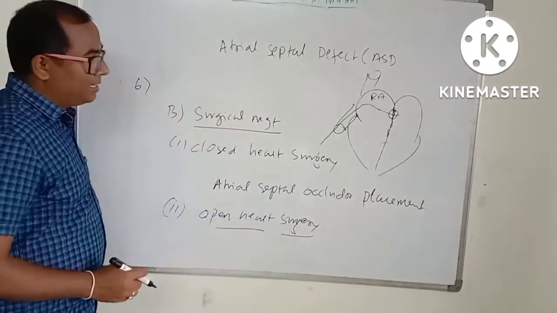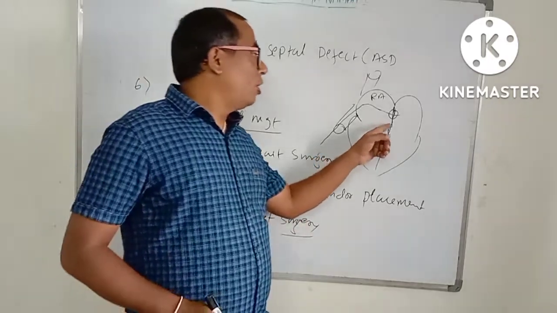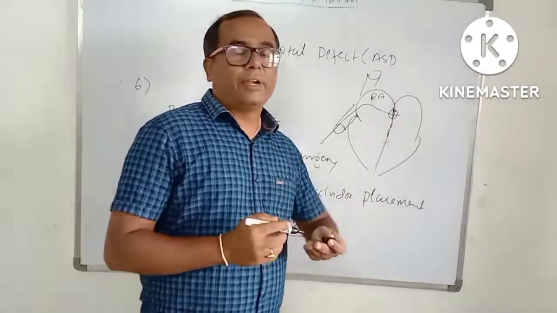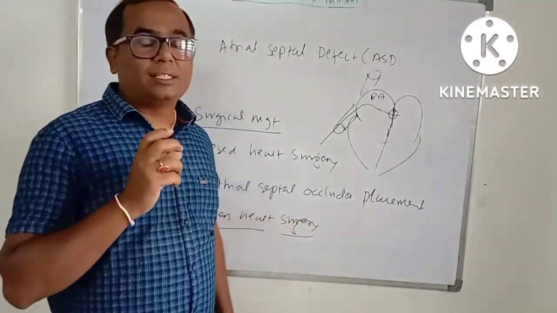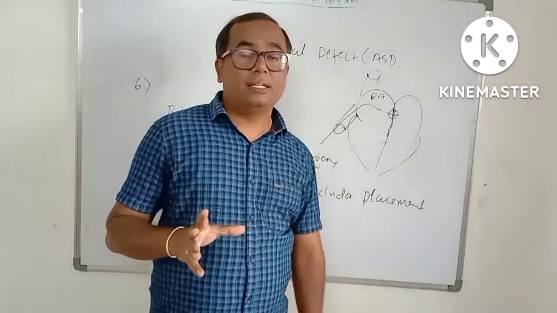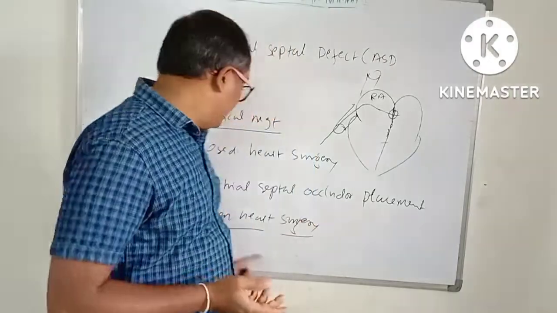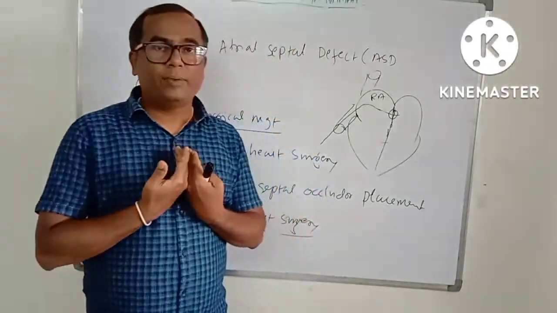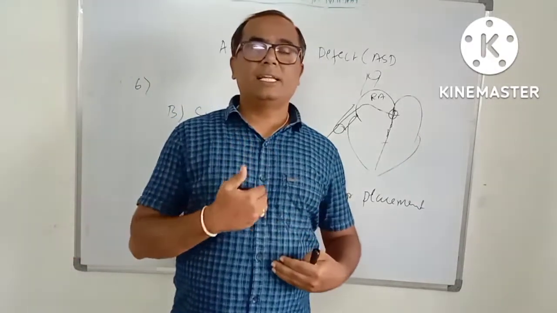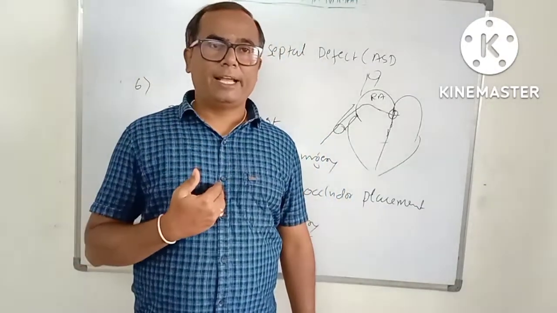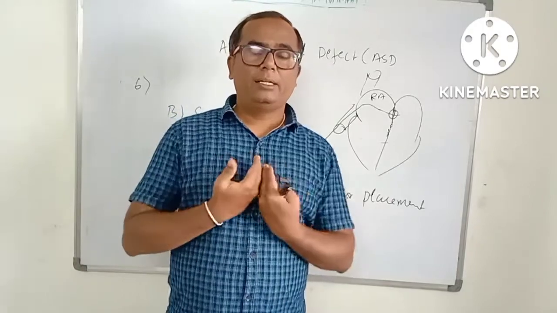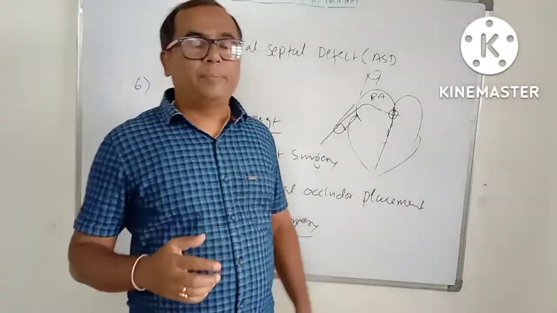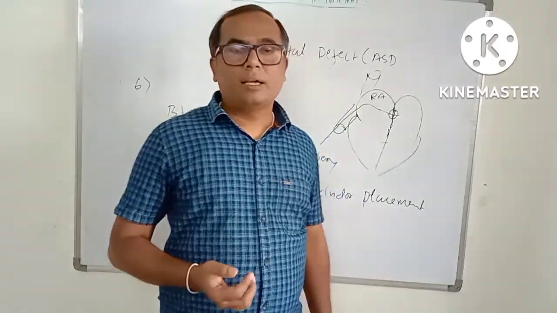In open heart surgery, when the surgeon is not able to place the occluder on the defect, or the size of the ASD is larger, then open heart surgery is done. The surgical incision is taken on the sternum, and a thoracotomy is done, the heart is exposed and opened, and then the child is put on the heart-lung machine.